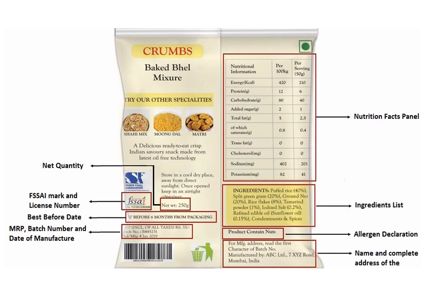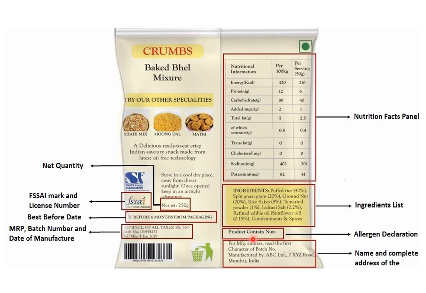So this is an example of a packaging. If you see here, in the right hand corner on the top is the vegetarian symbol. Then you have the nutritional fact list or panel which includes different contents such as energy, protein, carbohydrate, etc. You should have the ingredients list which is in descending order of the ingredients by weight. For example, puff rice is 40% in weight, which is followed by split gram, that is 20%.